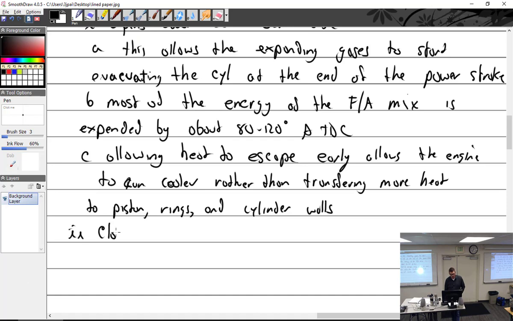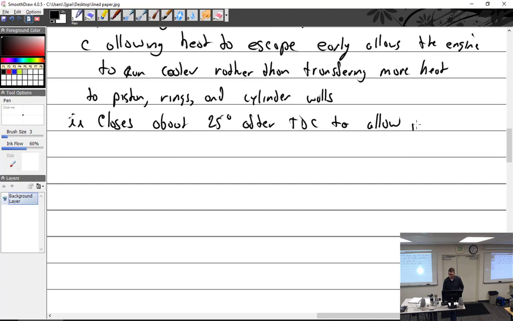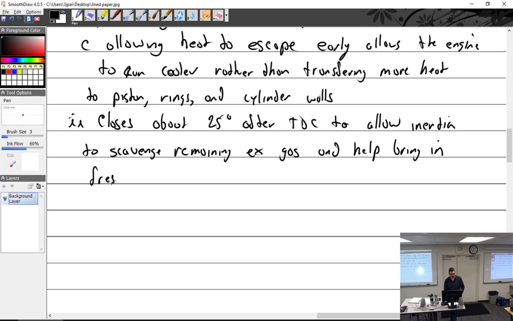So the exhaust valve closes about 25 degrees after top dead center to allow inertia again, to allow the inertia of the gases to scavenge remaining exhaust gas and help bring in fresh fuel-air mixture. There we go.